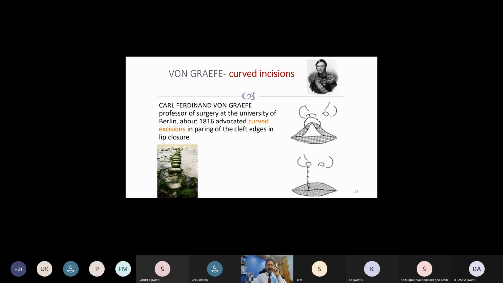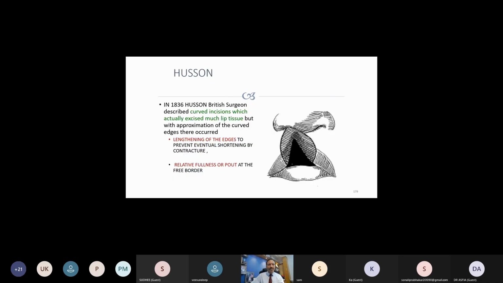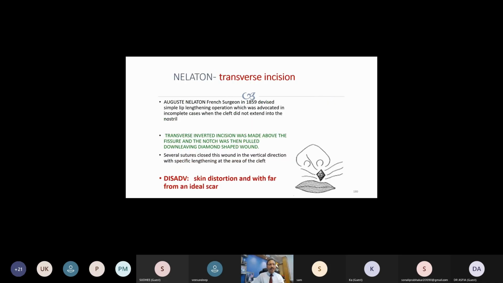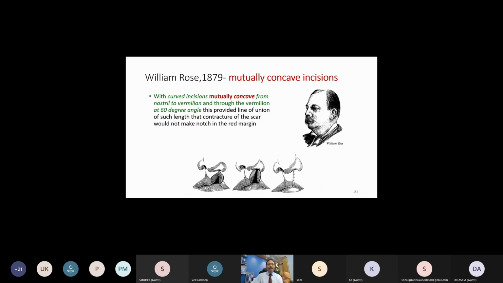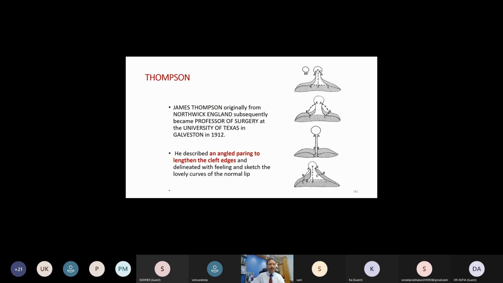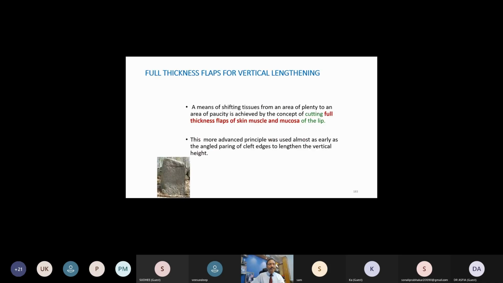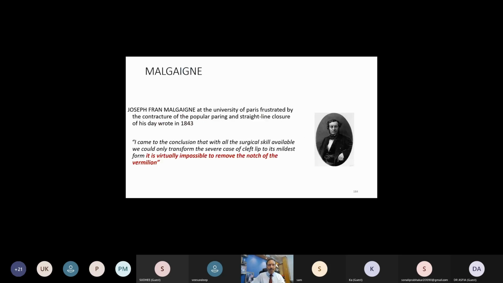Then Von Graefe, he gave curved sutures, curved incisions. Then Nélaton, he gave a transverse incision and closed it vertically. And William Rose, he gave a mutually concave incision. And even now, the Rose-Thompson operations are done in some of the incomplete cases. And Thompson also gave a similar incision. Then the full thickness flaps for vertical lengthening started being used.